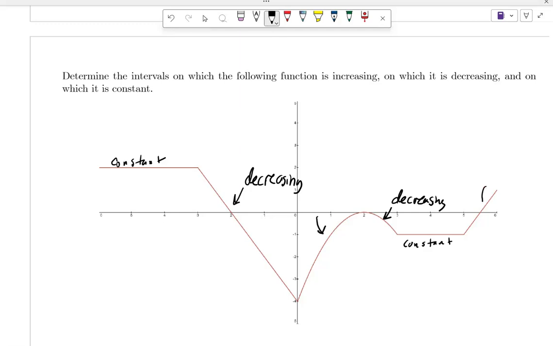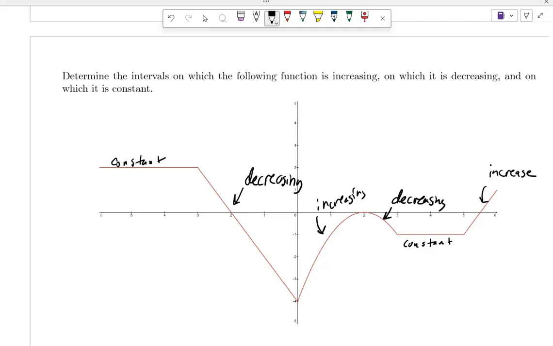Over here and over here, what's going on? On this piece here and this piece here, what's going on? They're increasing. The y values are going up, right? So we call that increasing on those. So increasing should look up and to the right. Decreasing should look down and to the right. Okay. Now the problem asks us for the intervals on which it's increasing.